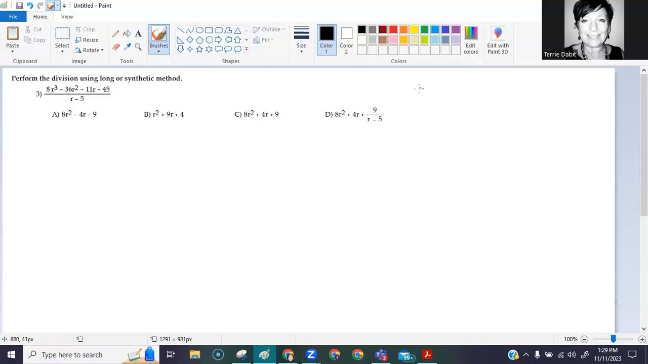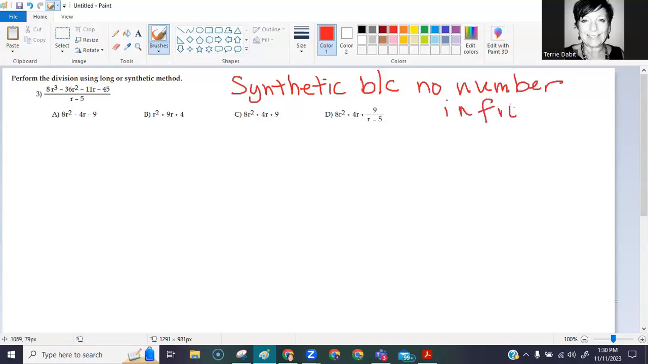They're telling you that you can use either long or synthetic division. You can use synthetic division on this problem because we do not have a number in front of the x. And so I would say use synthetic division. It's faster, it's easier, because there's no number in front of the x minus 5. I don't see any number right here. So if there's no number, then I can use synthetic division.